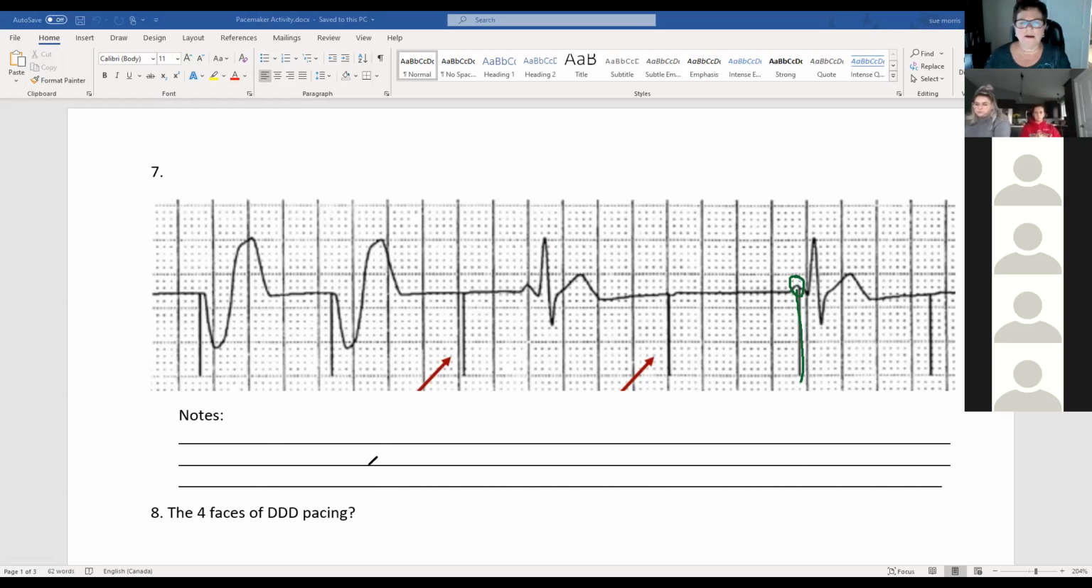Pacing is hard. And then we did the four phases of DDD pacing. So good job. That was well done.